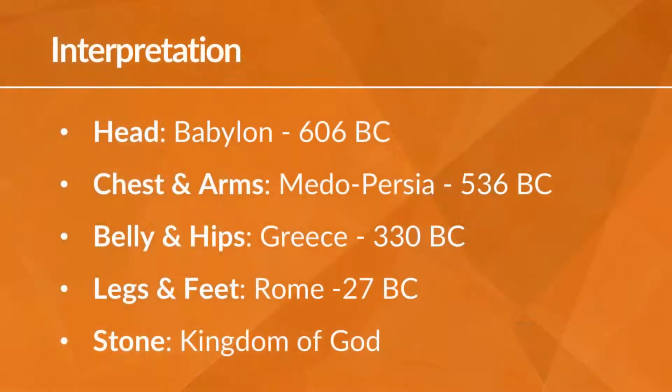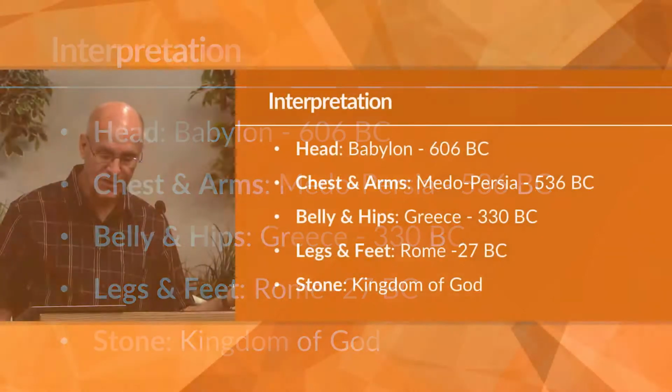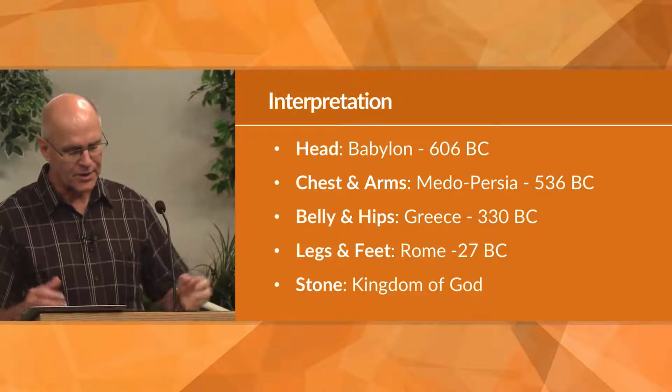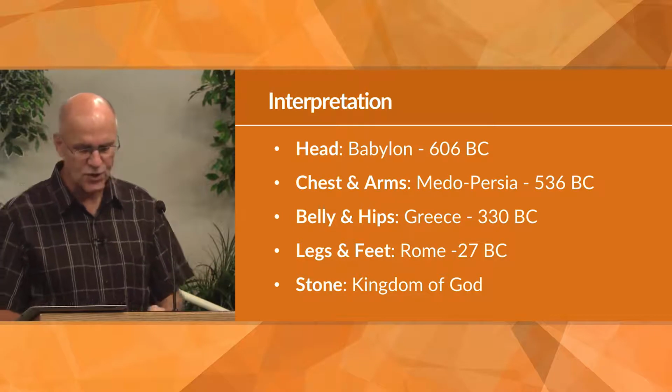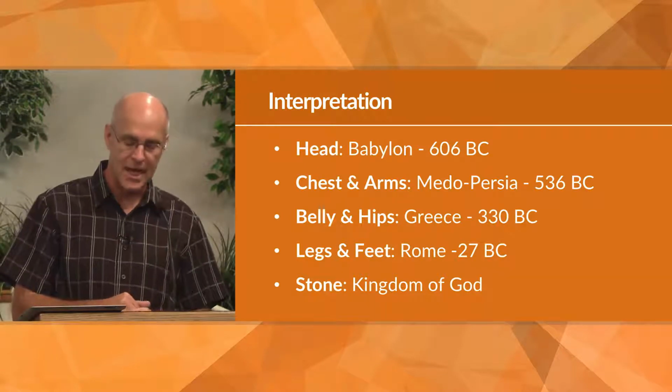Daniel says, well, the head is gold and is the embodiment of the kingdom of Babylon, the first great and magnificent world kingdom. As I said, the Assyrians also ruled before them, but not with the splendor and wealth and total control that the Babylonians had.